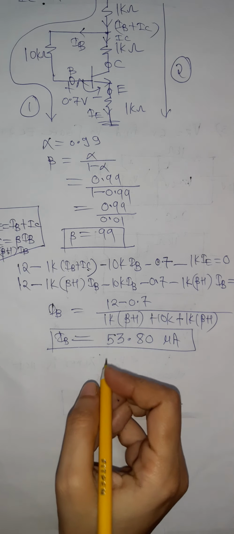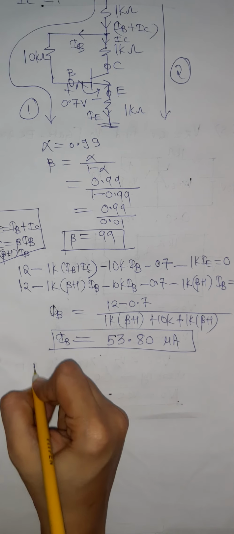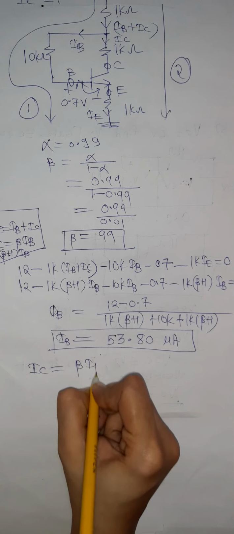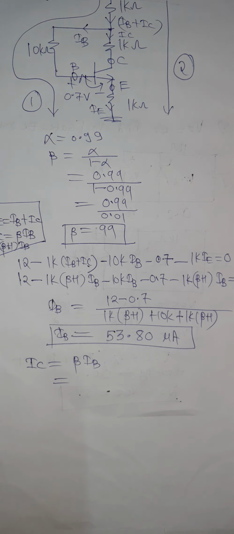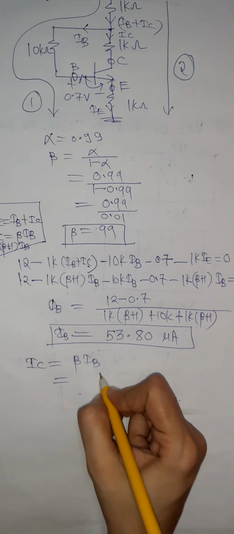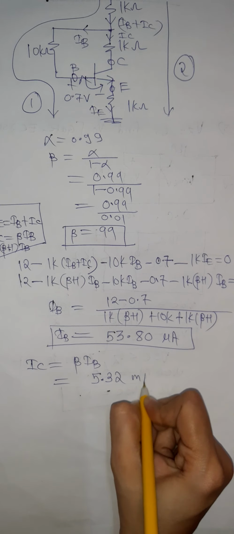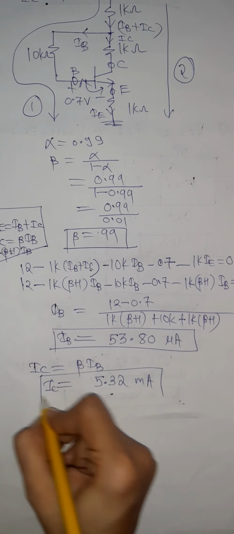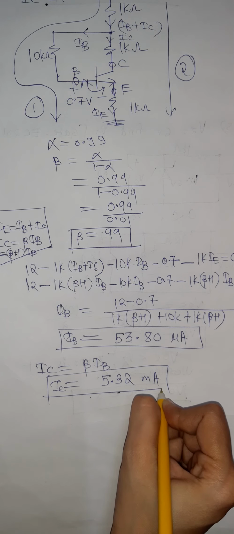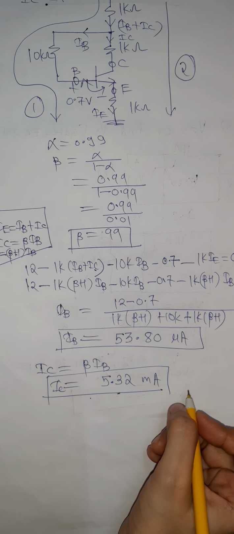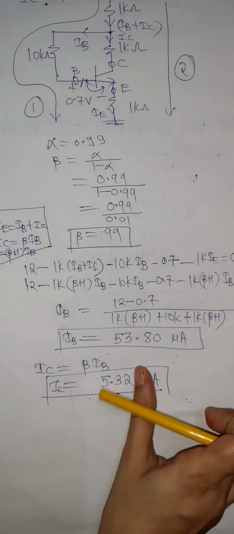Now I will find the value of IC. IC is nothing but beta IB. So just multiply IB with beta, that is 99. So it will be 5.32 milliamperes. So the value of IC is 5.32 milliamperes. So our final answer is 5.32 milliamperes.